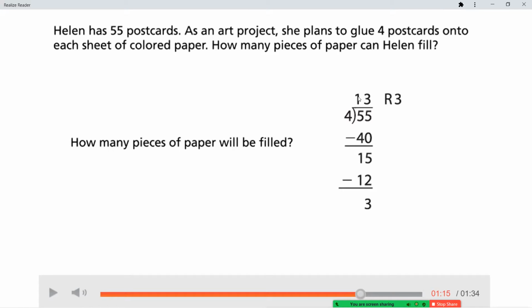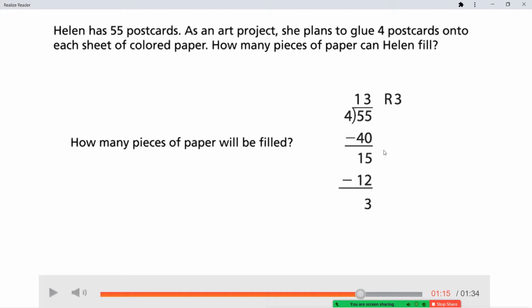So I would put my 1 over here in the tens place, on top of the digit in the tens place that I'm working with. A 1 in the tens place is times 10. So 4 times 10 is 40. And when I did that subtraction, I was left over with 15. So how many 4s are there in 15?